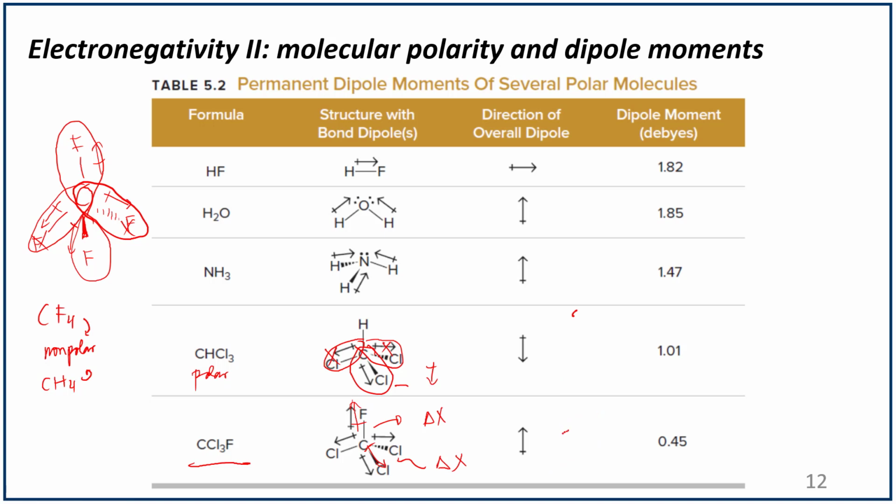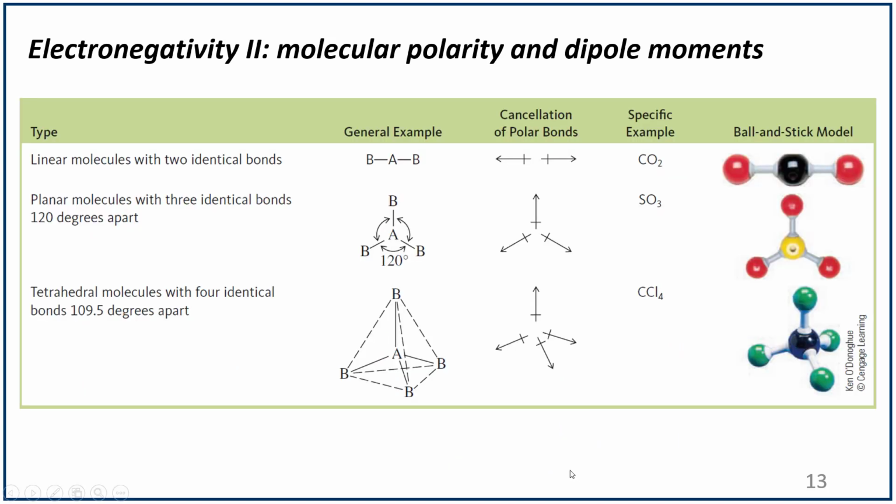So when determining overall bond polarity, it's important for you to first know what the Lewis structure of the compound is, so that you can determine the molecular formula. And then from there, determine the molecular geometry and electron pair geometry. You can determine from the molecular geometry whether those bonds cancel each other out.